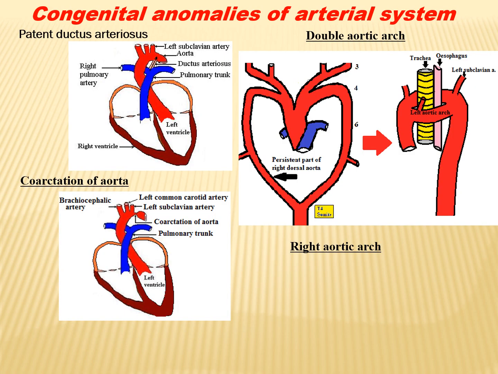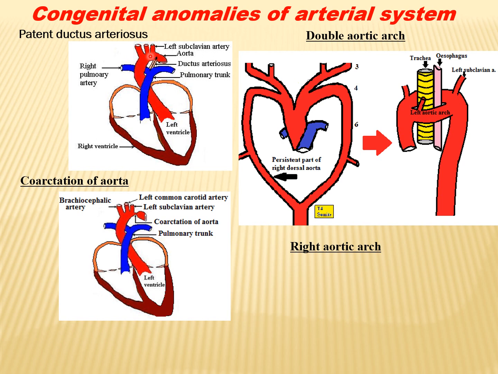These are the congenital anomalies of the arterial system. The first is patent ductus arteriosus. As we said, in the postnatal changes in the circulation, one of them is that the ductus arteriosus obliterates and later on forms a ligament called the ligamentum arteriosum. Failure of obliteration of this duct results in patent ductus arteriosus.